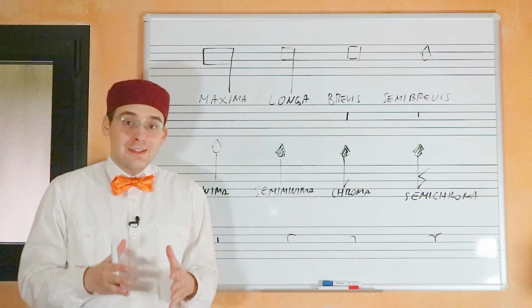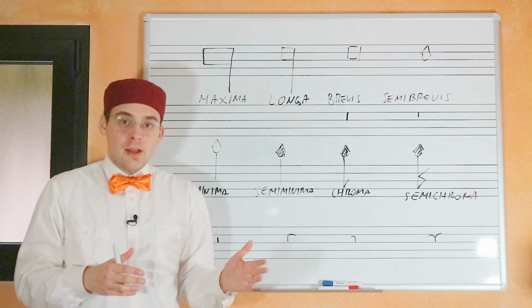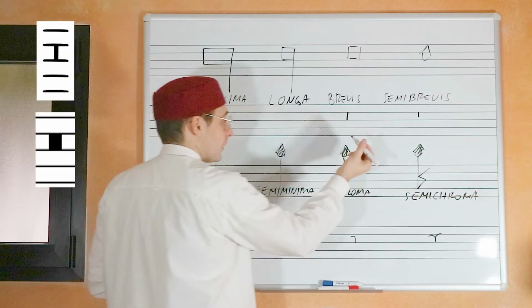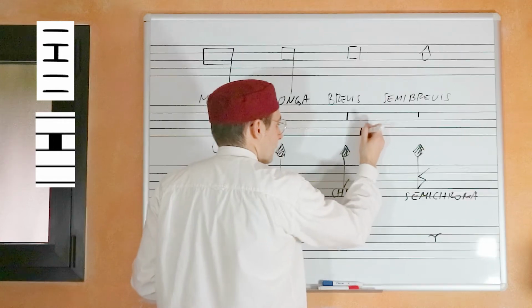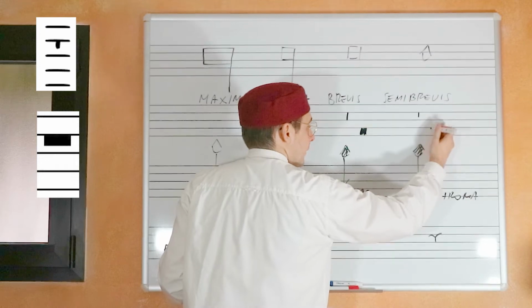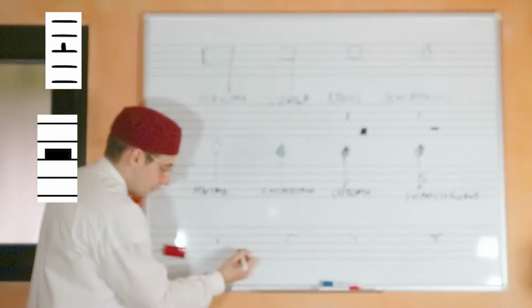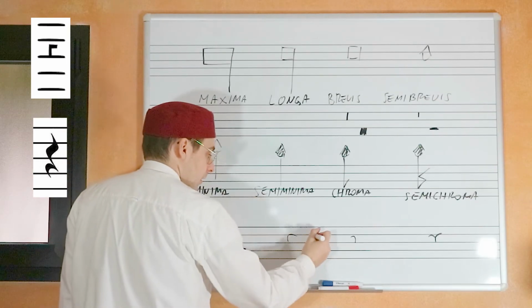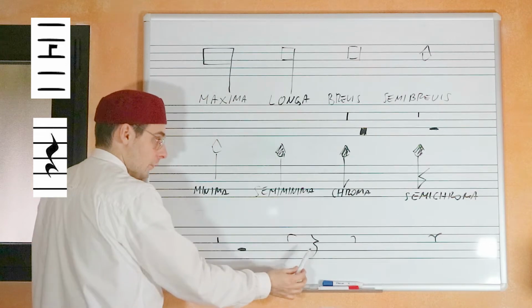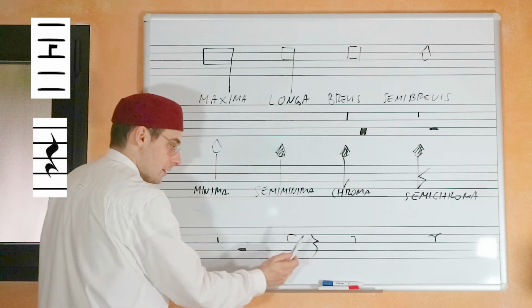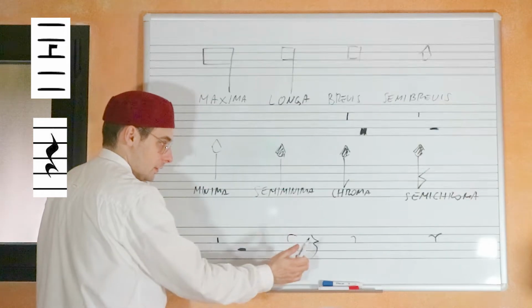You can see the similar form of these rests to that of modern notation. The brevis rest in modern notation is this. The semibrevis rest in modern notation is this. The minima rest in modern notation is this. The semiminima rest in modern notation is this. The rest of the semiminima is the one that differs most between the old version and the new version.